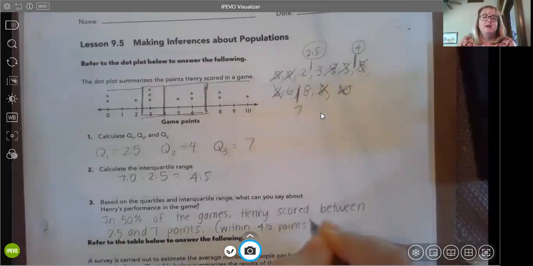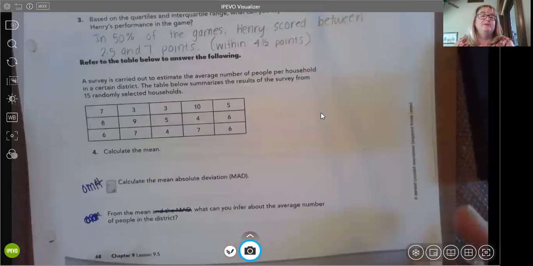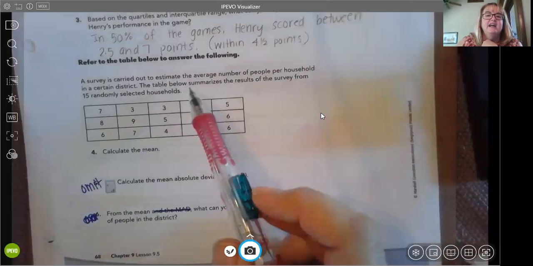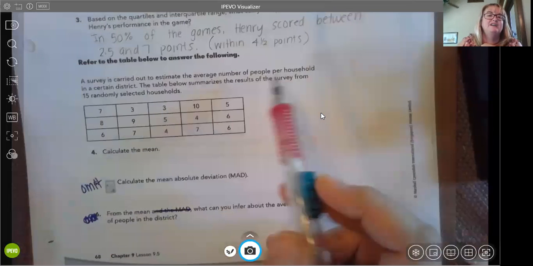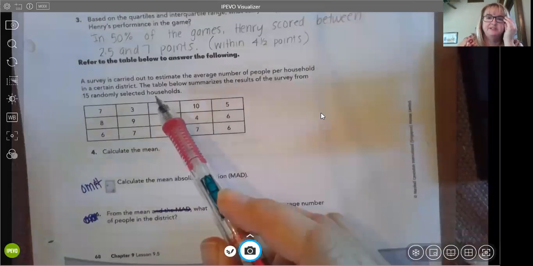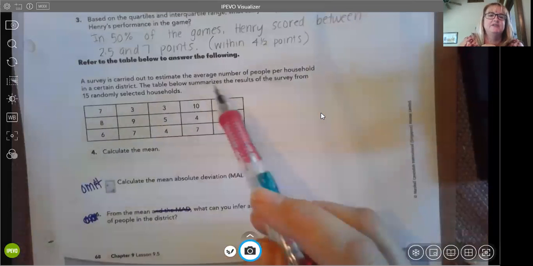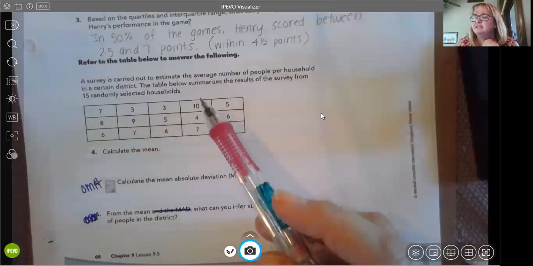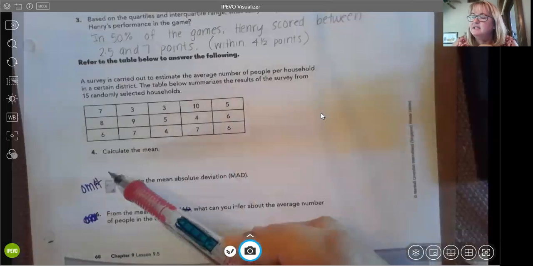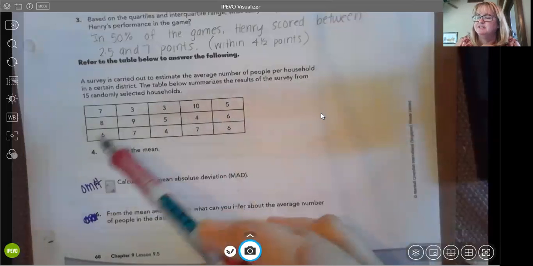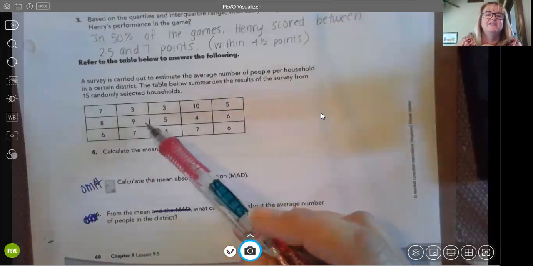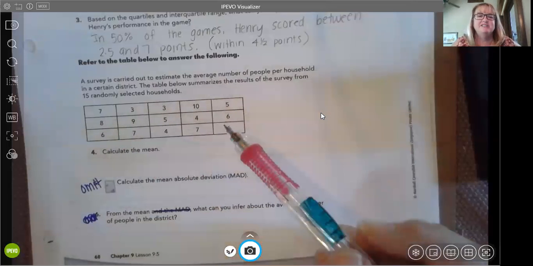Okay. All right, let's look at the next one. Refer to the table to answer the following. A survey is carried out to estimate the number of people per household in a certain district. The table summarizes the results of the survey from 15 randomly selected households. So this is the number of people in these households, 7 and 8 and 6. A lot of these have large households.